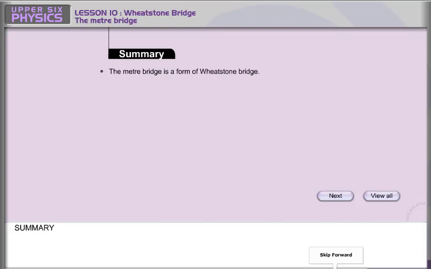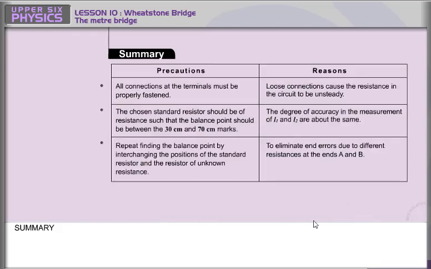Summary. The meter bridge is a form of Wheatstone bridge. When the meter bridge is balanced, R over S equals L1 over L2. Precautions. All connections at the terminals must be properly fastened. Reasons. Loose connections cause the resistance in the circuit to be unsteady.